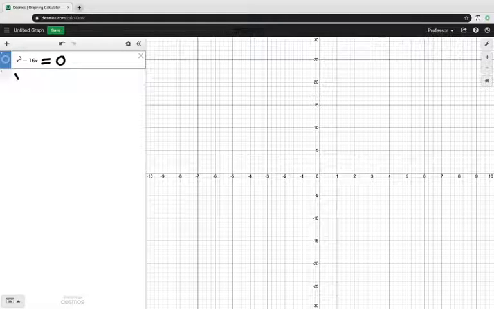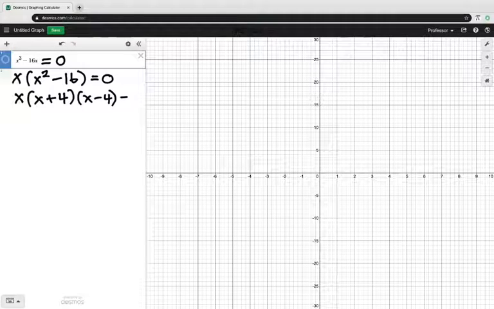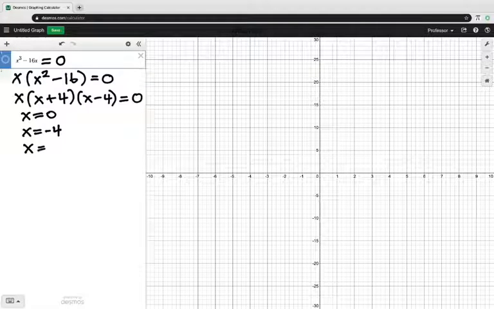So I'm going to factor out an x, which leaves me with x squared minus 16. And then I can factor that x squared minus 16 into x plus 4, x minus 4. Okay, so that's going to give me x-intercepts at x equals 0, x equals negative 4, and x equals positive 4. And we always have to be worried about multiplicities with polynomials, but these factors all have an exponent of 1, so we don't have to worry about that. We don't have any repeated factors.